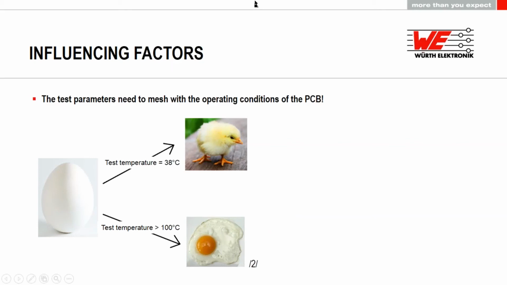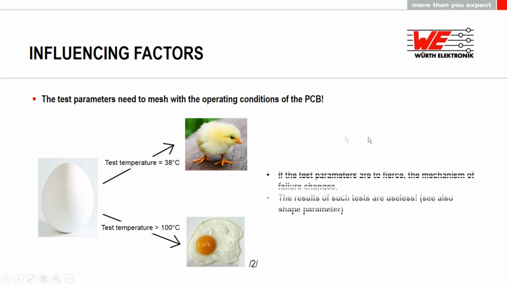And now let's come to the most important points. Your test parameters need to match the operating conditions of your PCB. You see here this image with the egg. It looks quite funny, but it shows the fact as it is. If you test too fierce, you will get a fried egg. And if you have this fried egg, you will never ever be able to reconstruct how the chicken would have looked like. And if you test too fierce and you get a different failure mechanism, for example, the results you create are useless.